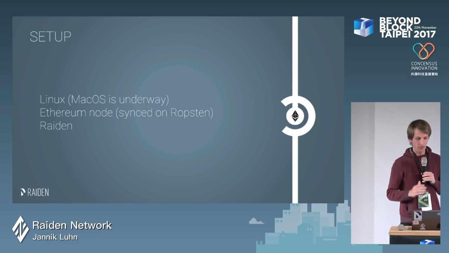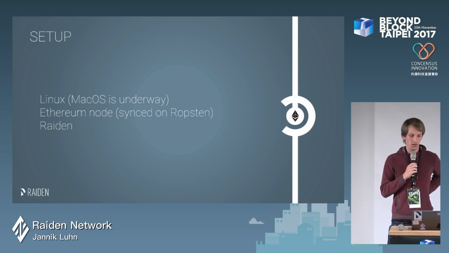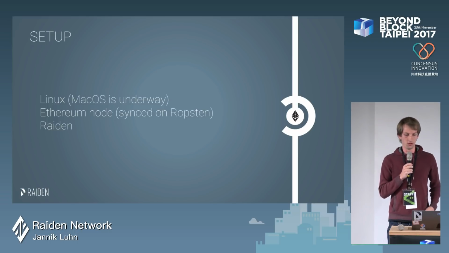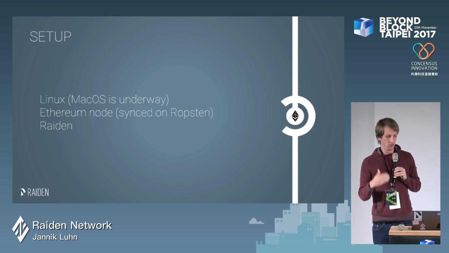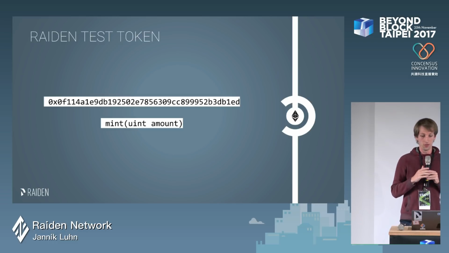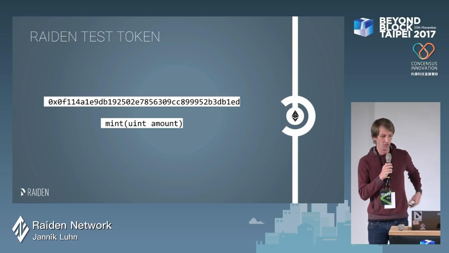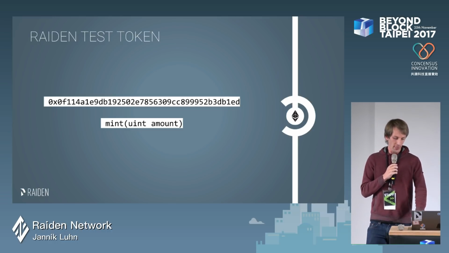And to do this, you will need a Linux machine, or very soon there will also be a macOS release. You need an Ethereum node, which is synced on the Robson testnet, where our contracts are hosted. And then, if you downloaded the Raiden client, you can run the Raiden client. Another thing you need, of course, is a token. We suggest you use the Raiden test token, which is deployed at this address. There's a simple mint function which you can call to get these test tokens. And once you have some, you can use it.